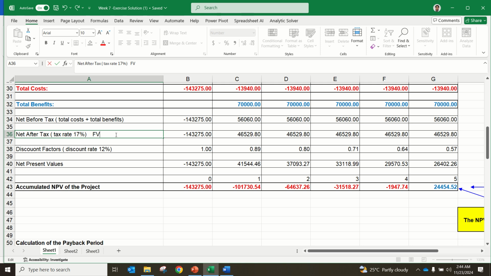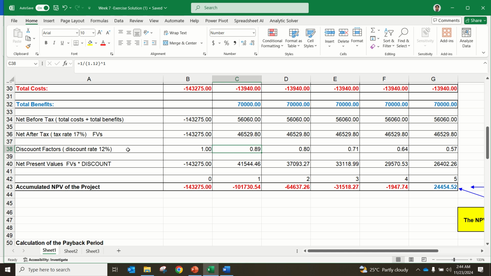These are all your FVs, and this is your discount rate. What is net present value? In net present value, we have to take all the FVs and discount them, using the discount rate. Here it is 1, and the formula is given here: 1 divided by 1.12, the whole raised to 1.